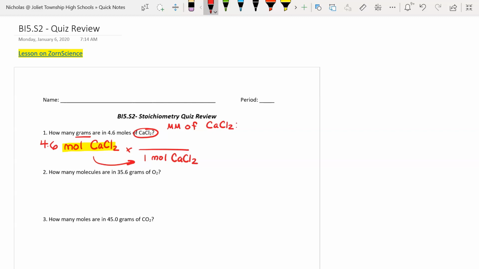so if you look up calcium on the periodic table, the value of calcium is 40.08 grams. And for chloride, or chlorine rather, there's 2 of them, and its molar mass is 35.45 grams. Okay, so the total molar mass is 110.98 grams per mole. So that molar mass we're going to use right here.